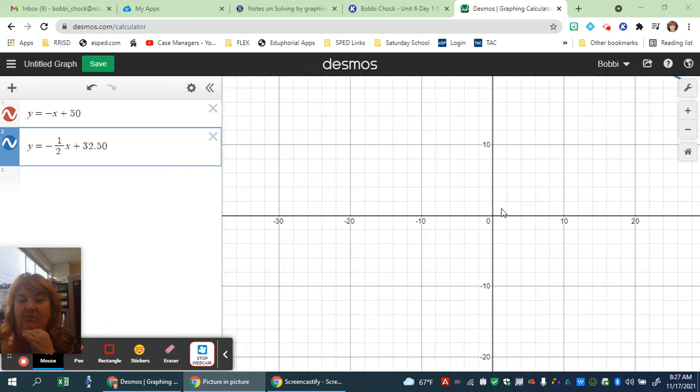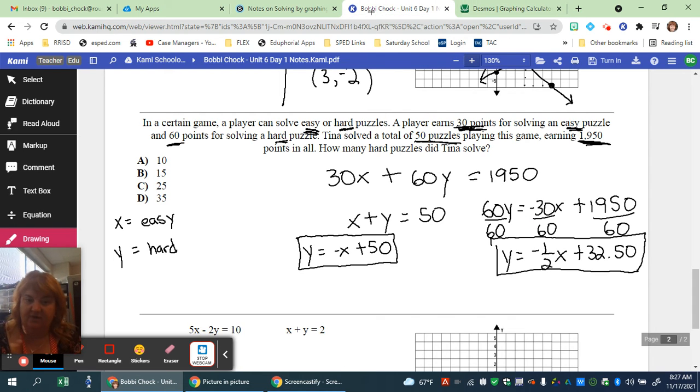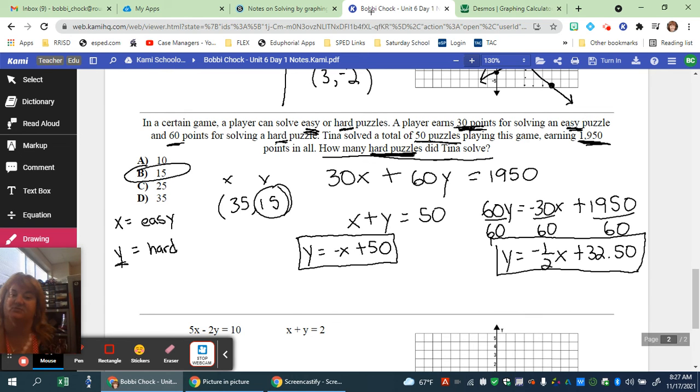Now I come down. There's where they intersect. So the point they intersect is 35, 15. Let's go write that down. 35, 15 is where they intersect. We want to know how many hard puzzles did Tina solve? Well, hard is the y. So that's our answer. It's how many hard puzzles.